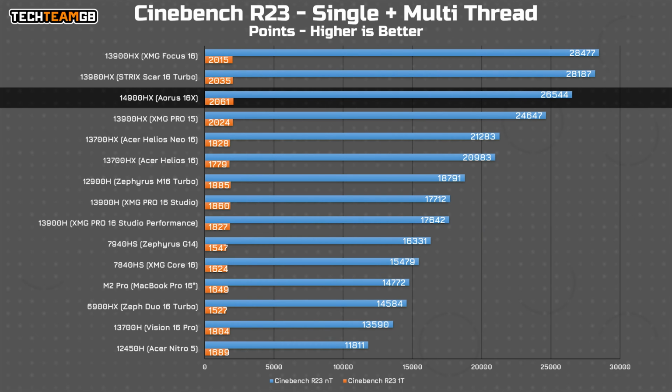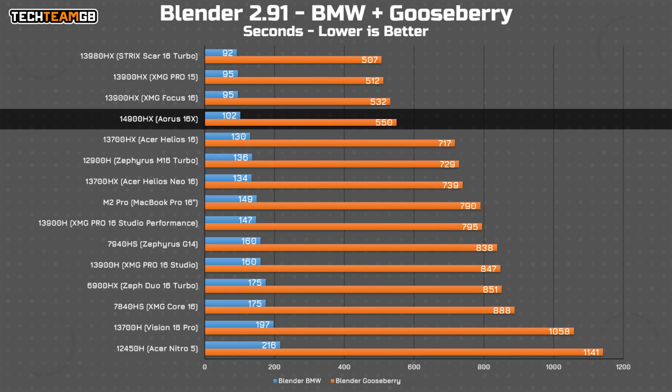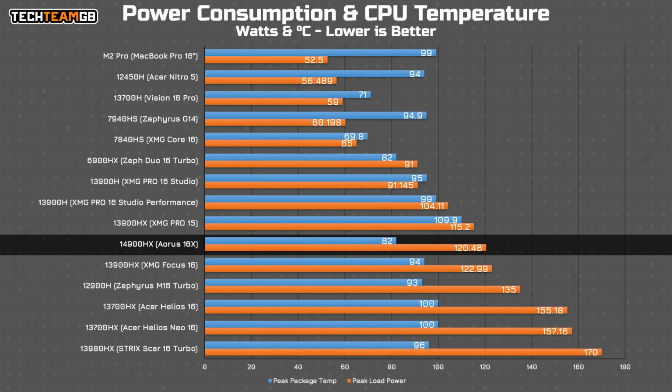As for more creative tasks, Cinebench has the 14900HX a touch faster than the 13900HX, but not by much. Slightly faster single-core performance, and a bit more of a substantial lead in multi-threading. Blender isn't quite as fast, with the 13900HX in the XMG Pro 15 and Focus 16 actually coming out ahead of the 14900HX here. Clearly there isn't much between these two generations, although I think it's safe to say we already knew that from the desktop chips. It's also about the same in power usage too, with this chip sucking back around 120 watts during Blender testing.